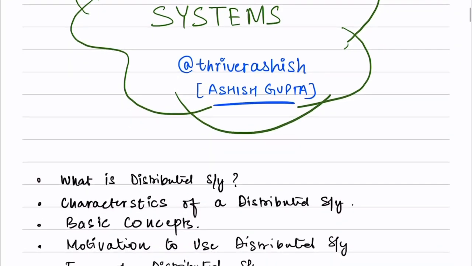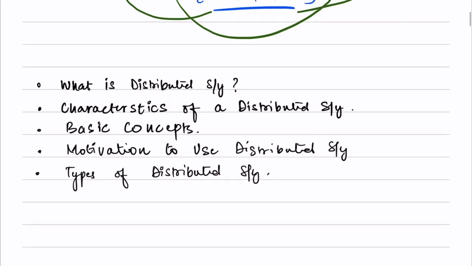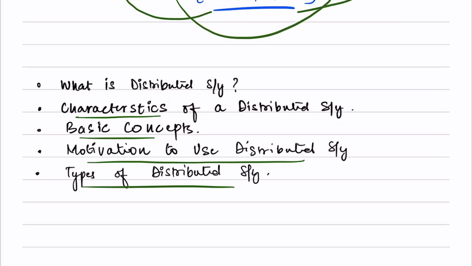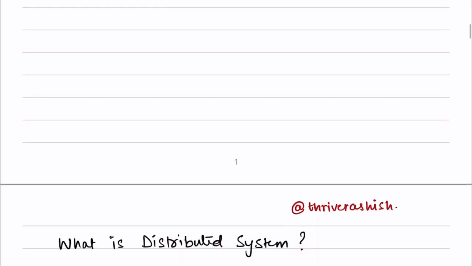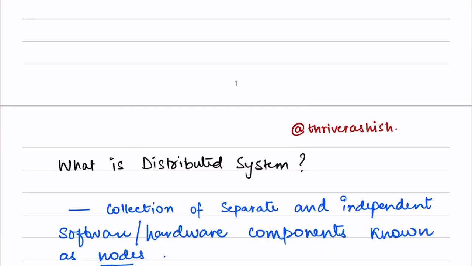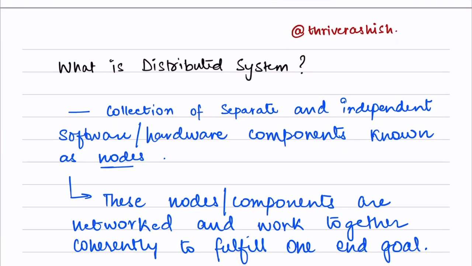So, quickly traversing what we are going to study in this. First is what a distributed system is, and then the characteristics of distributed systems, some of the basic concepts, the motivation to use distributed systems, and the types of distributed systems. We'll probably take one example to see. So let's quickly start with what distributed systems exactly are.